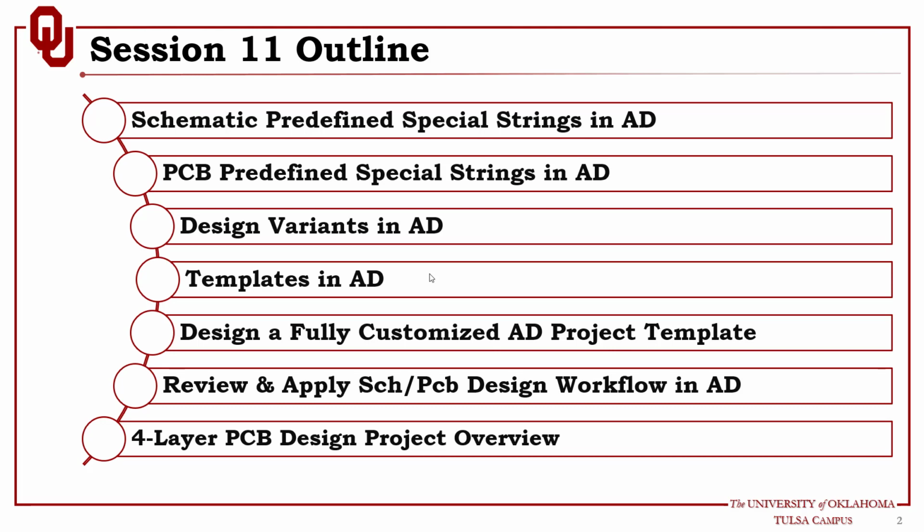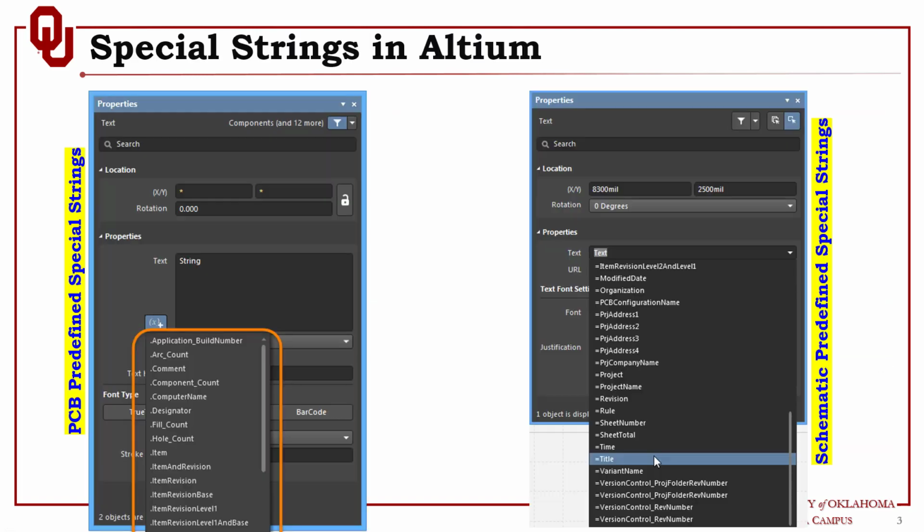Then we will do a review of the workflow design in Altium Designer schematic editor and PCB editor as well. And then we will look into 4-layer PCB design projects. So we have 2 projects. We'll do a review and talk about the best practices for implementing 4-layer PCB. And also we can go over how we can convert that into 6-layer PCB.